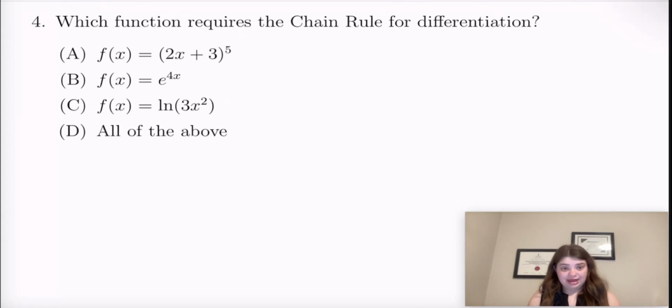So let's start with A. So A, I would say, does require the chain rule because it has composite functions, right? It has 2x plus 3 as one function, and then it's to the power of 5.